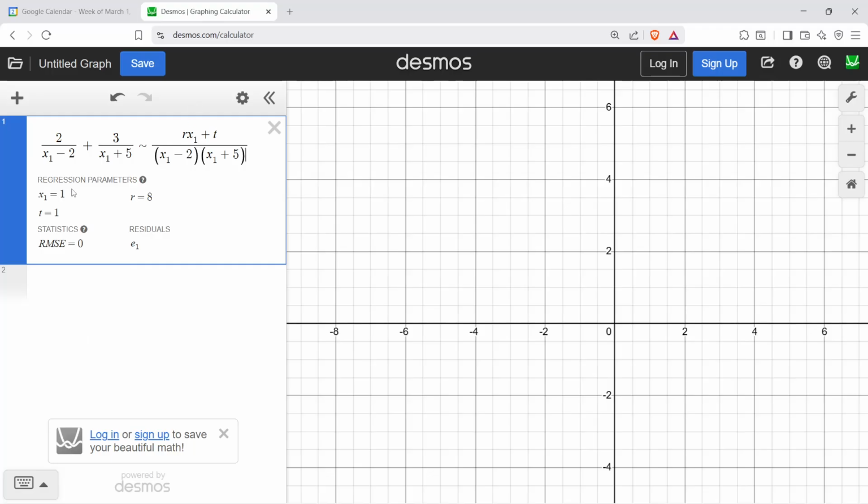And now it comes up with an answer, but I don't know if this is necessarily correct because, notice, it says x1 equals 1. This is just for one value of x, but this is a function, so it has to be for many values of x.